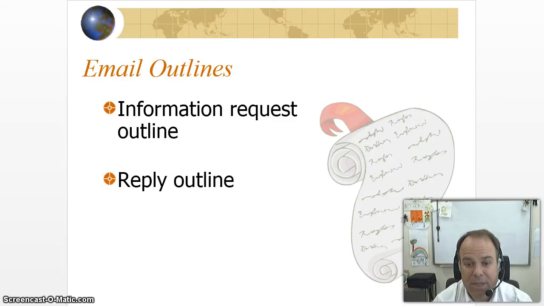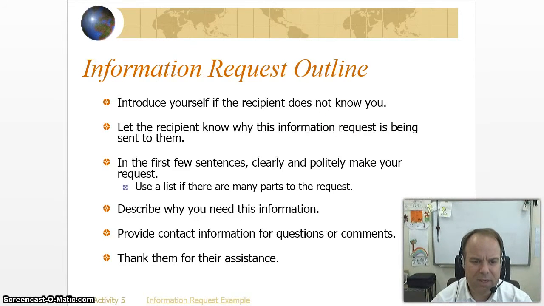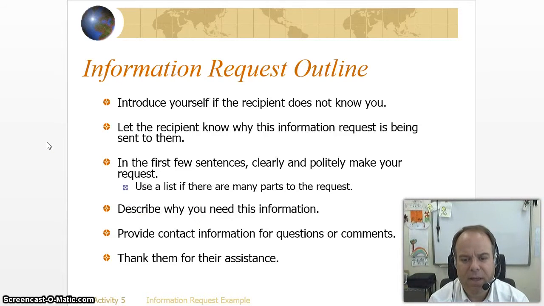So now that you've seen some examples of information request emails and reply emails, I want to point out some outlines and some general structures that you can use. And of course, I've kind of already discussed them a little bit, but let's get in more detail. So for the information request outline, first I want you to introduce yourself if the recipient doesn't know you. Even if they do, maybe it's not a bad idea to introduce yourself if there's some distance between you and them. Let the recipient know why this request is being made.